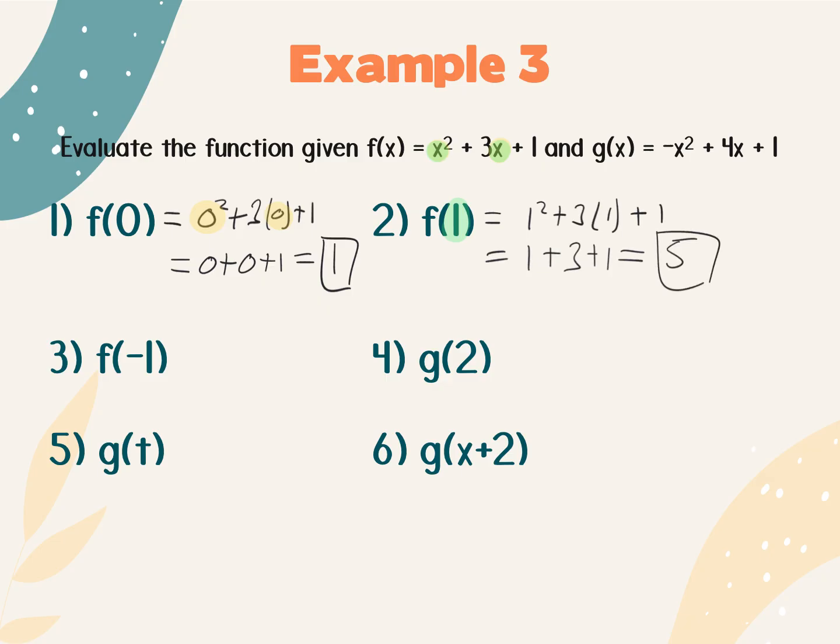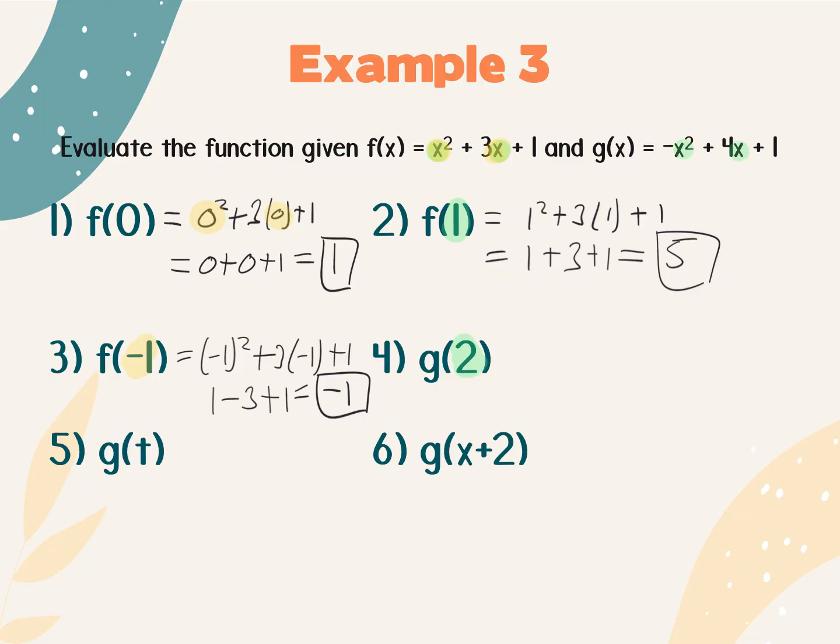I can do the exact same thing with negative 1. I'm going to take that negative 1 and plug it everywhere that I see the x, so there and there. This gets me negative 1 squared plus 3 times negative 1 plus 1, so 1 minus 3 plus 1, which gives you negative 1. So f of negative 1 is negative 1. With g, we can do the same thing. If I have g of 2, I'm going to plug in a 2 everywhere that I see an x in g of x.